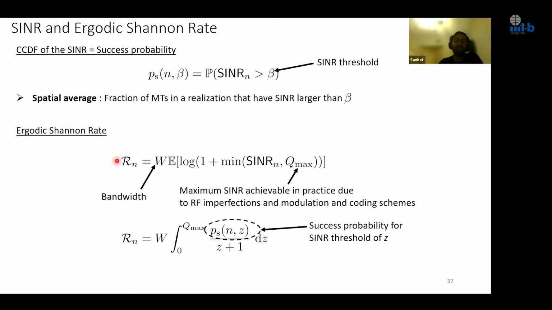Now, using this success probability, one can also calculate the ergodic Shannon rate given by this famous formula, where E is the expectation, and we calculate the log of 1 plus SINR. Qmax is the maximum limit on the SINR that can be achieved in practice due to RF imperfections and the modulation encoding. Now, essentially, this ergodic Shannon rate also can be written in terms of the success probability. So even if you want to calculate the ergodic Shannon rate, it is sufficient to compute the success probability. So we'll focus only on success probability.